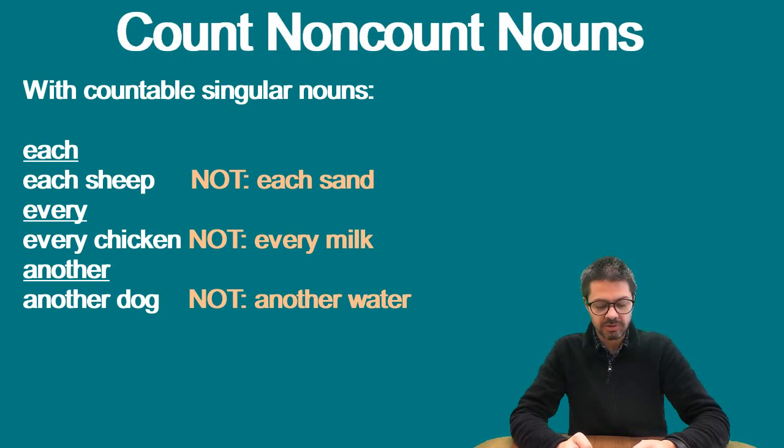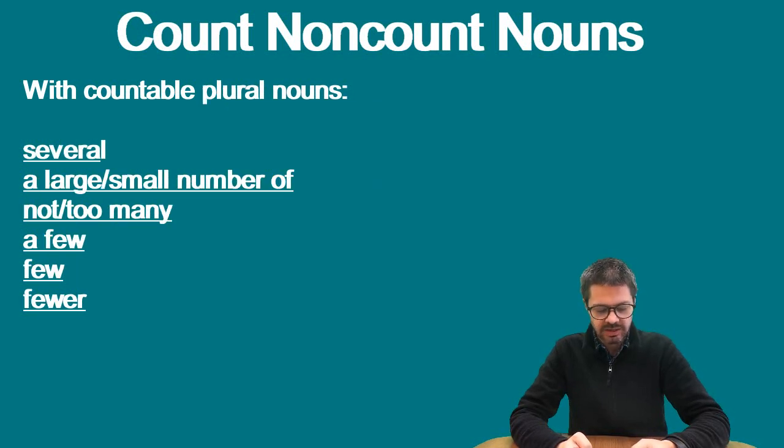Okay, with countable plural nouns, we can use different words. Several, a large or small number of, not many or too many. There are not many webcams in SUNY right now, so people are having a hard time filming. There are a small number of printers here, so I have to go to the 7th floor when I want to print something. Good. A few, or fewer. Now, we have to be careful with few, and I'll talk about it in just a minute.